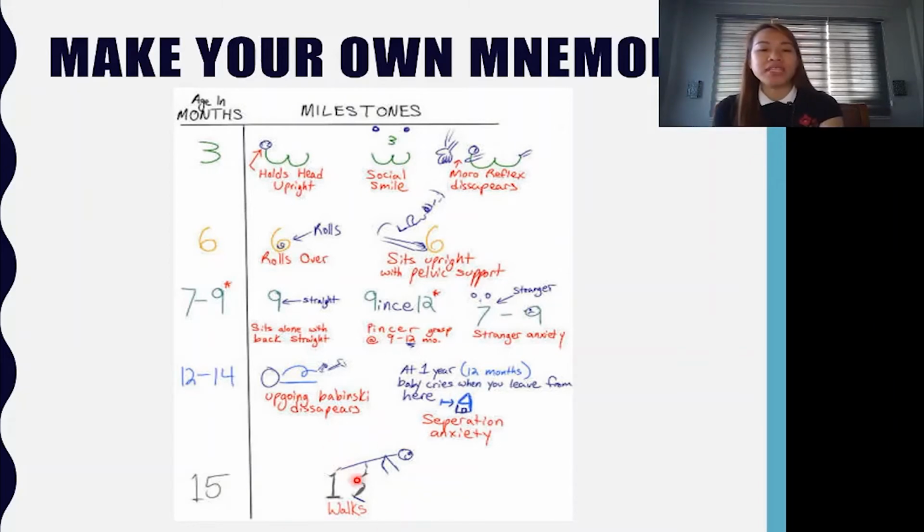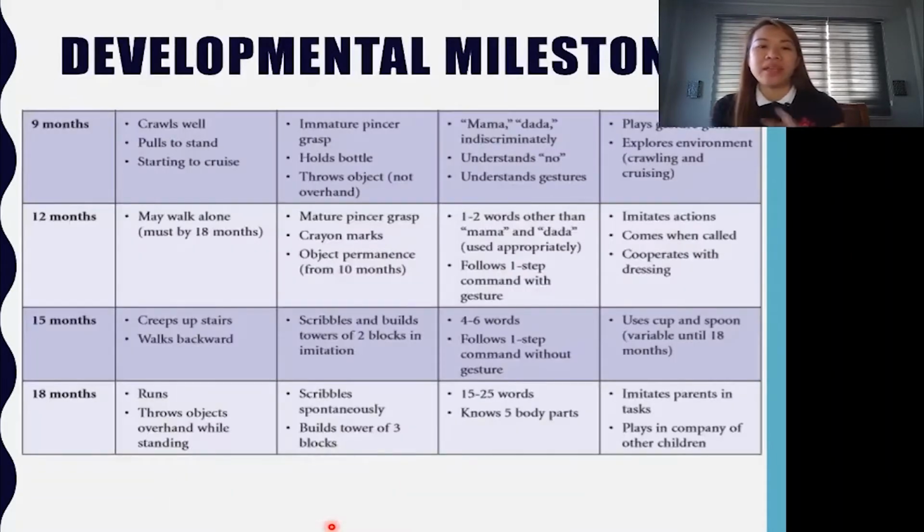So at 15 months, ayan, they start to walk already. So ang cute ng mnemonic niya, parang may shoes siya na 15 ang nakalagay. Alright, now let's continue. So, when we talk about 9 months old, they start to crawl, pull to stand, and start to cruise. What do we mean when we say cruise? Ito yung, they try to stand up, and then if there's a table or a cabinet where they can hold on to, lalakad sila na nakahawak sila dun. We call that cruising.